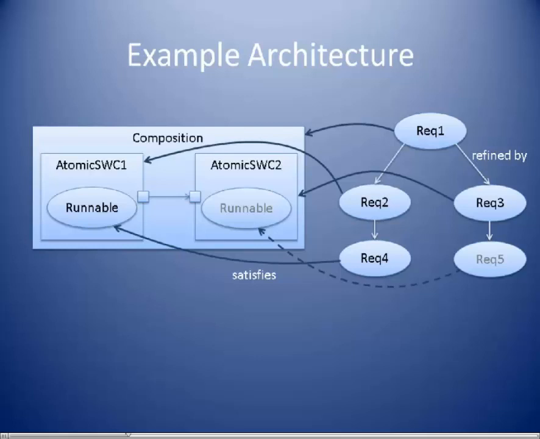In the initial state, requirements 1 to 4, the components and the runnable entry for atomic software component 1 already exist, as well as the links between them. Requirement 5 and a runnable entry for atomic software component 2 are created during the scenario and therefore grayed out here.